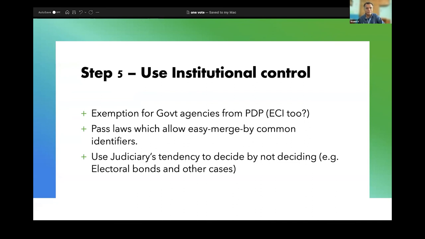I mean, URI is one of the examples. The government can basically exempt itself from the entire PDP law, which fundamentally means it doesn't have to care about data protection anymore, because it thinks that giving no data about itself and having more data about people is pretty good for it, right? And of course, you see the next thing, which is pass laws which allow easy merge by common identifiers. So that is really what the ECI and Aadhaar card linking is all about. What is now actually mostly done hush-hush by campaign consultants and political parties by tapping into data trade markets and hack and leak or leak and buy and whatnot, is basically now being legalized. That's the way in which I would read it, right?